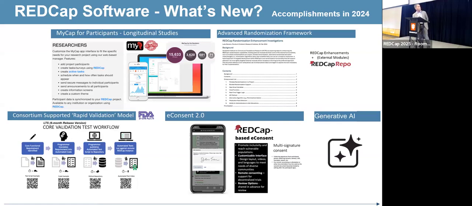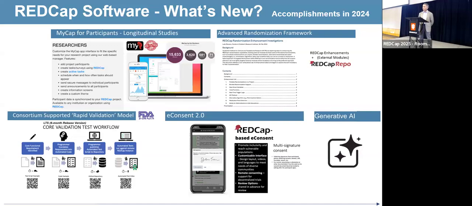The next to last one is REDCap Advanced Randomization. This was a cool one because we've had randomization in REDCap for a long time. But it did relatively simple randomization. You could load in a table, define your stratification variables, and it was serviceable, and a lot of people used it.